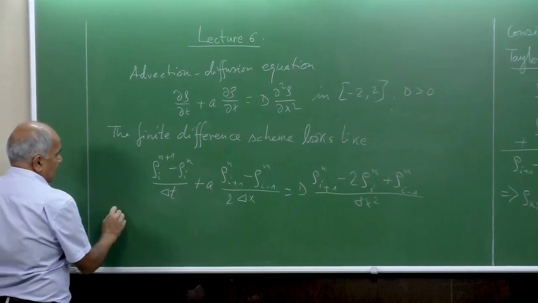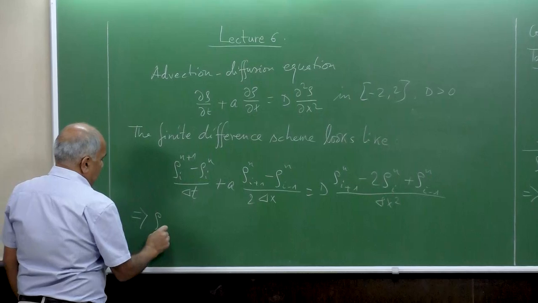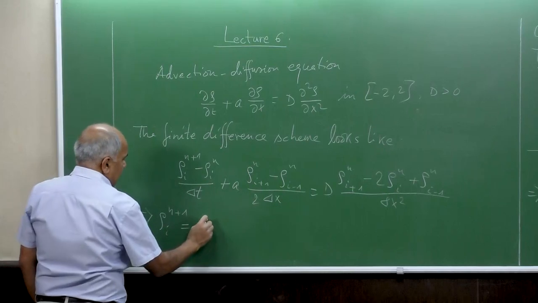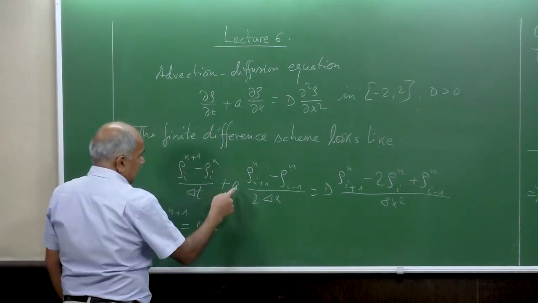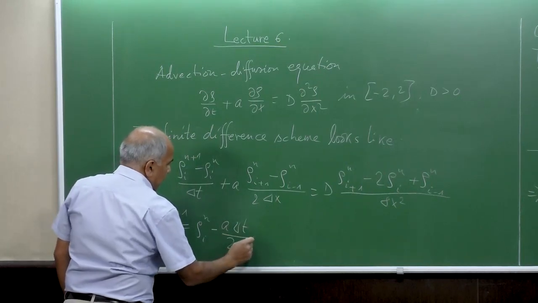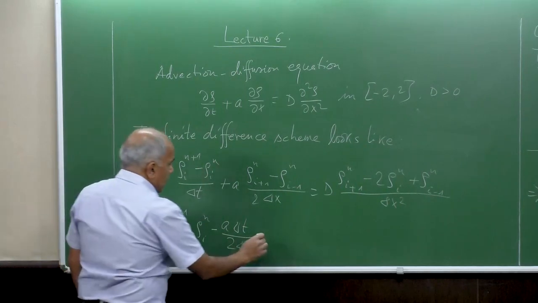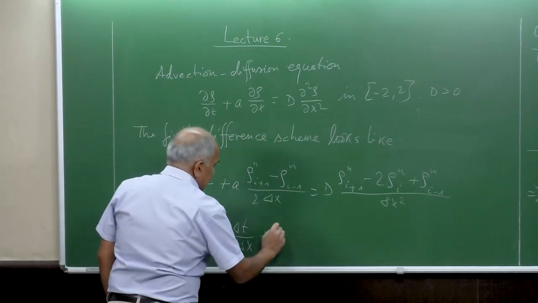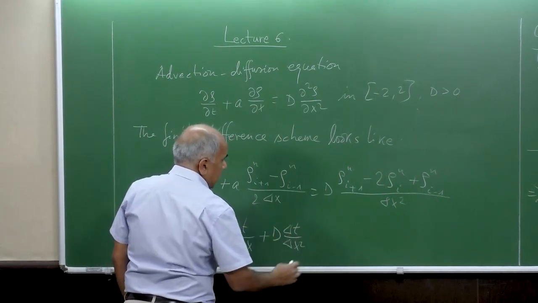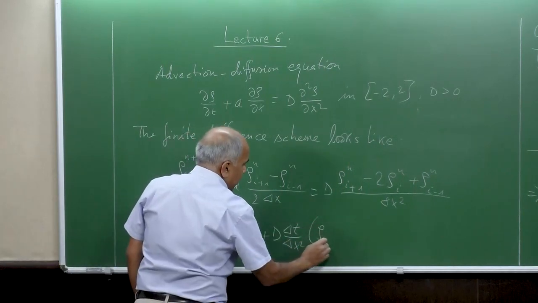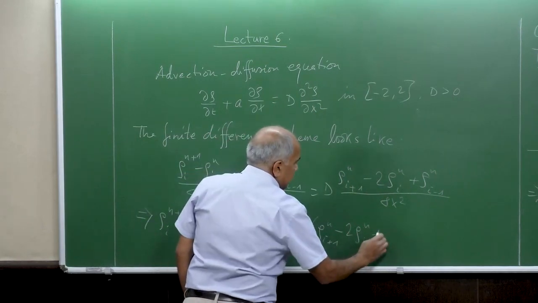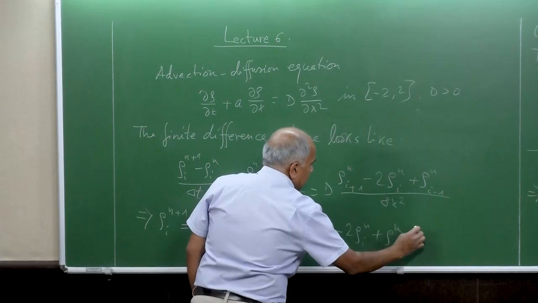And now what do we get from here? Rho i n plus 1 is, putting everything on the right hand side, rho i of n minus a delta t times 2 delta x, plus now d delta t times delta x square, in the bracket this term, rho i plus 1 n minus 2 rho i of n plus rho i minus 1 of n.